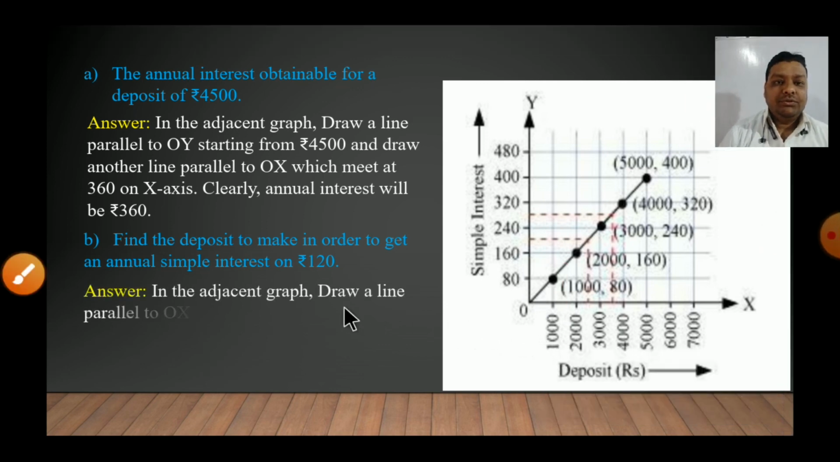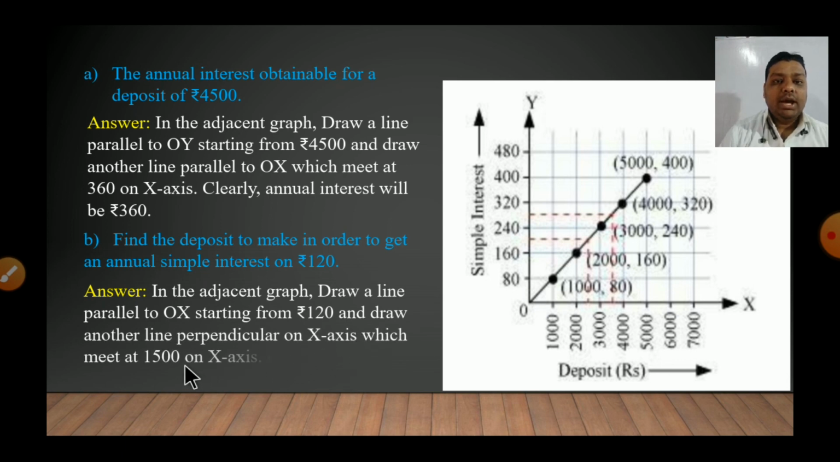You can see here, if we draw the perpendicular, then we get the value as rupees 1000 and 500 on the x-axis. I hope that you all have understood, students. So let's move to the next question.